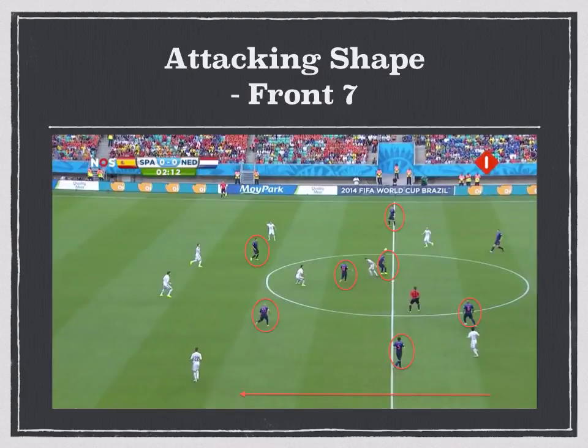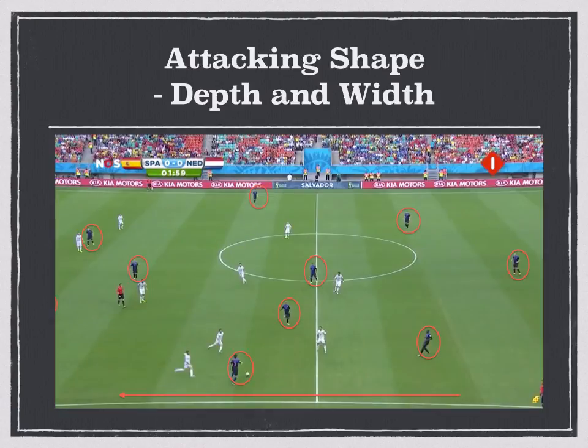The front seven, you can see the two strikers are pretty much against the opposition's back four. You've got that attacking midfielder in behind them, which almost goes man to man with their defensive midfielder, two centre midfielders, and the two wing backs again there. Note here the depth and the width of the team when we're in possession.